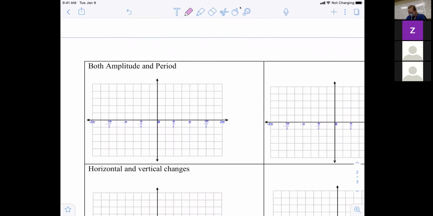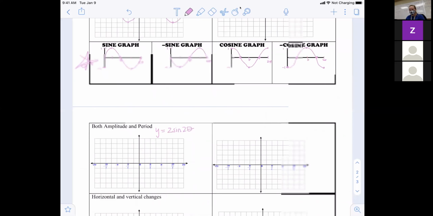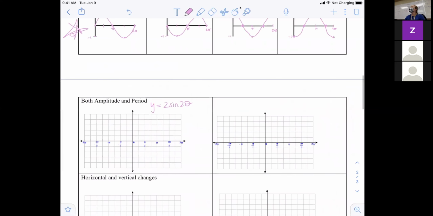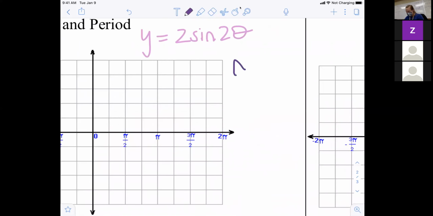So the next one we're going to do is just combine those two things. We're going to do y equals 2 sine 2 theta. So I'm on the back side at the very top. I'm combining these two. I already told you it's going to change both our amplitude and our period. So by changing it, the amplitude is now 2, just like the first example we did. And the period is now 2 pi divided by 2, which is just pi.